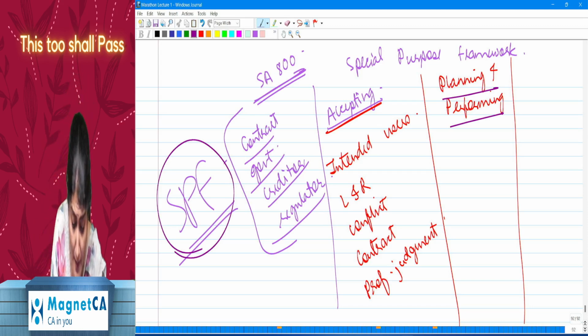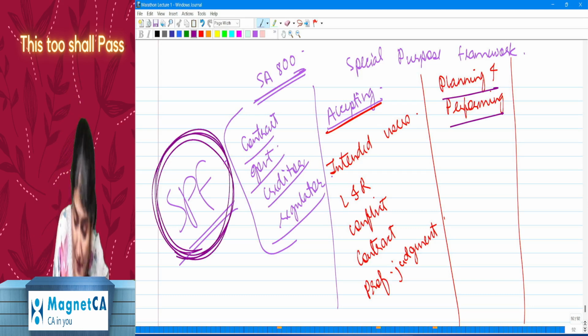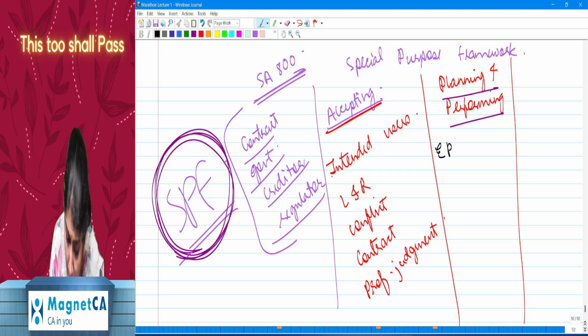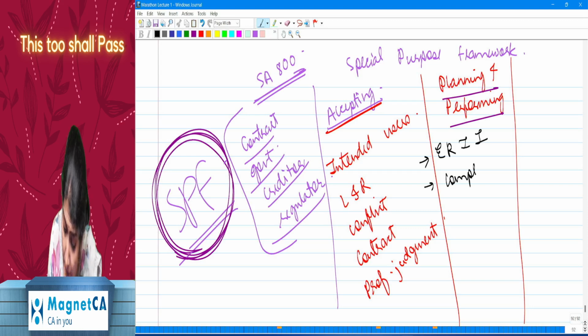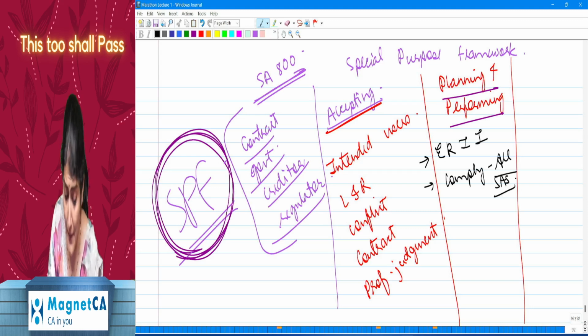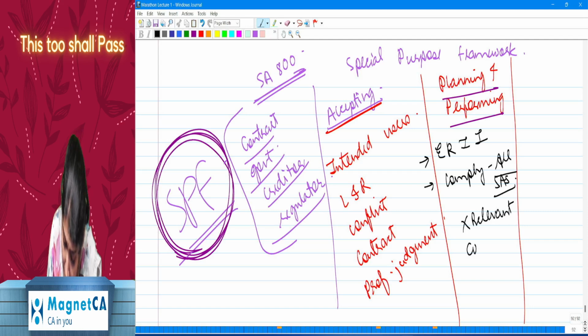Right, so now when I'm doing an audit of financial statements prepared in accordance with a special purpose framework, do I need to comply with the ethical requirements including independence? Yes. Do I need to comply with all SAs which are relevant to the audit? Yes. When don't I need to comply with an SA? One, if the SA is not relevant, or the requirement is conditional and the condition does not exist.